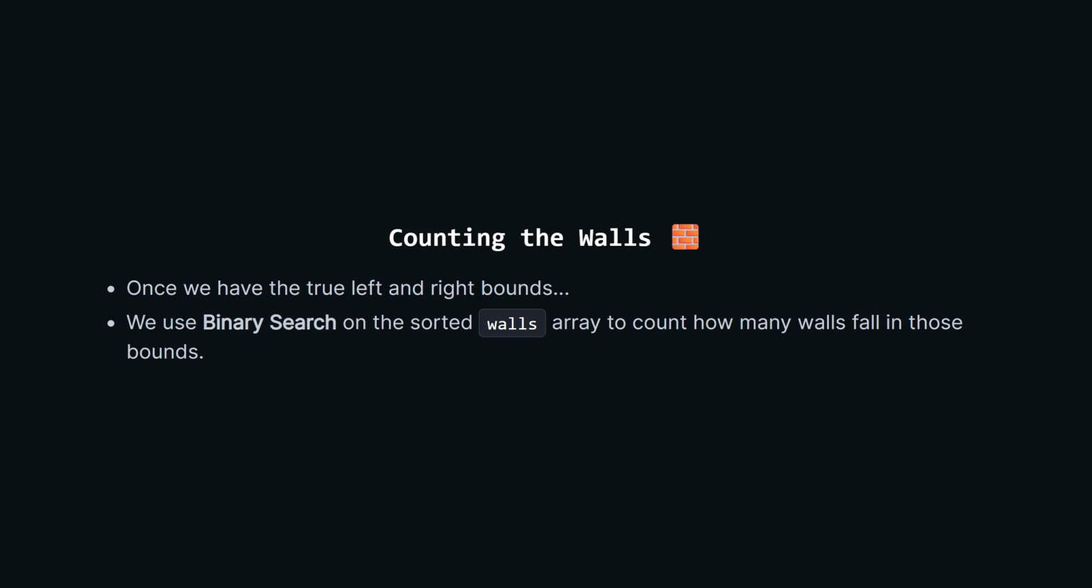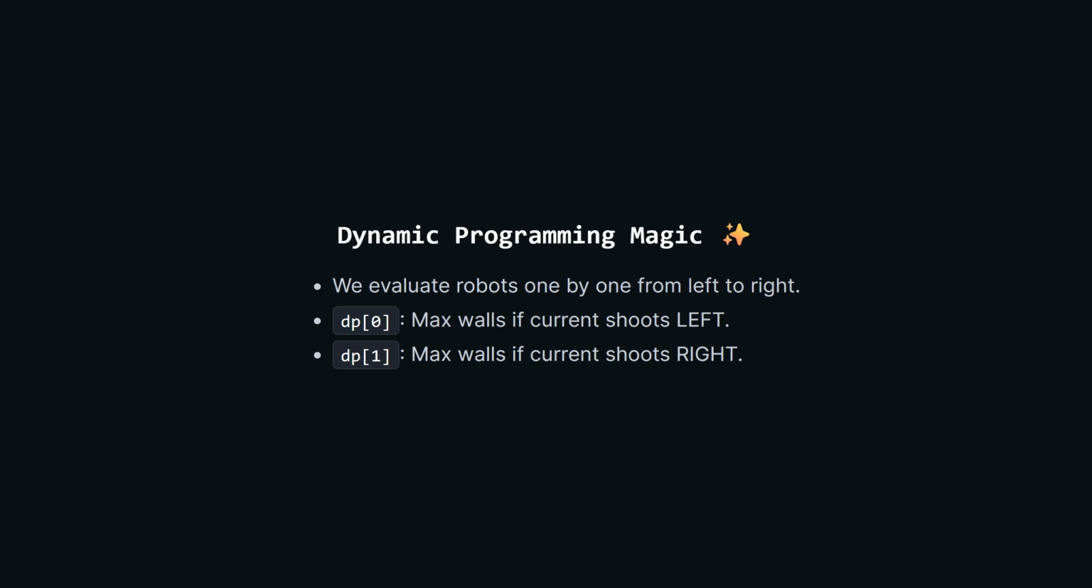Once we know the exact boundaries a robot can shoot within, we can use binary search on our sorted list of walls to quickly count exactly how many walls fall inside that firing zone. After counting the potential walls for each robot, we use dynamic programming. We move through the robots one by one, keeping track of two states for each, the maximum total walls destroyed so far if this robot shoots left, and the maximum if it shoots right.